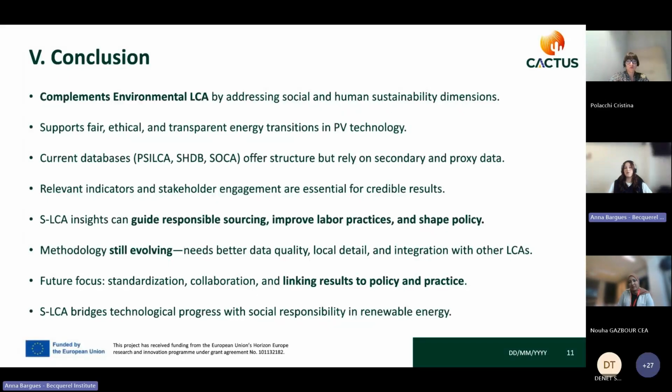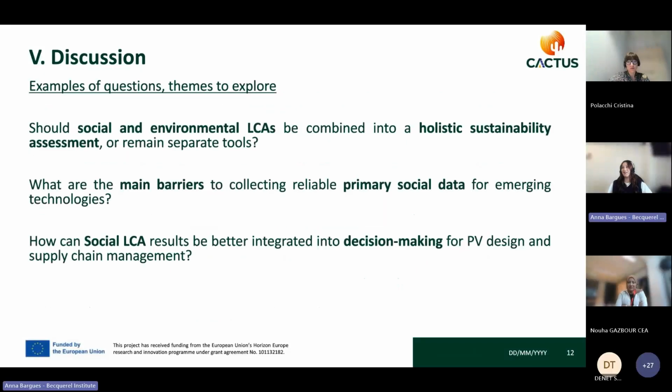So the future of social LCA can also lie in better integration with environmental LCA. How can we combine the two to get results that can help us carry on in a direction of more sustainable practices? And ultimately, social LCA can bridge the gap between innovation and also social responsibility. So that's what I hope I could give to you, some information about that.